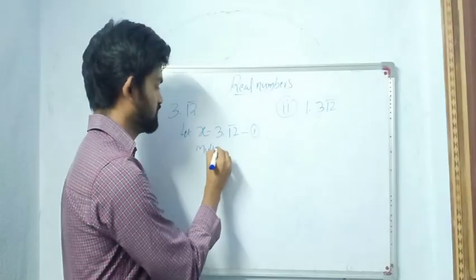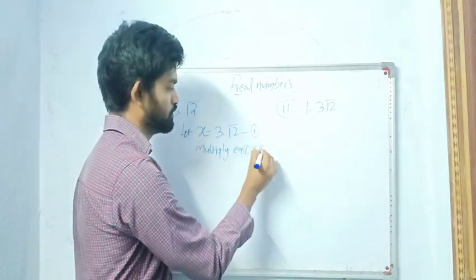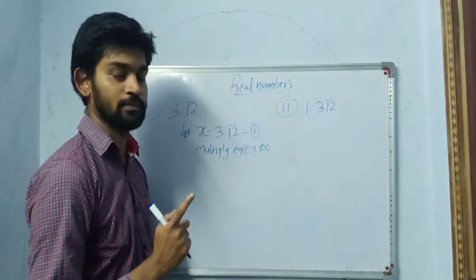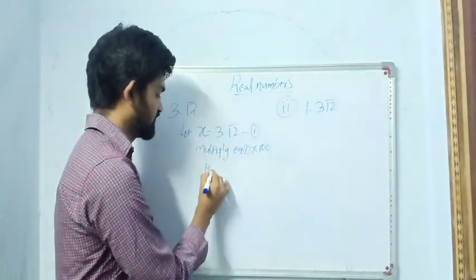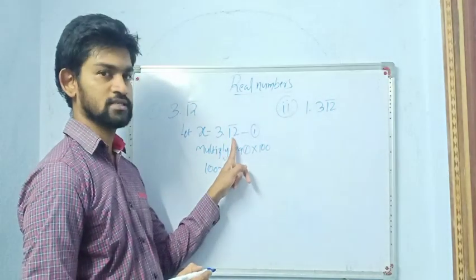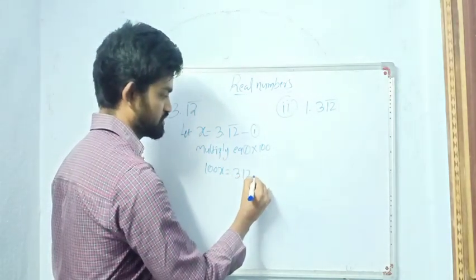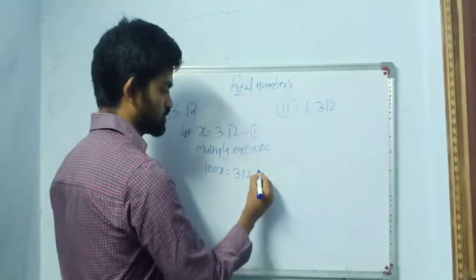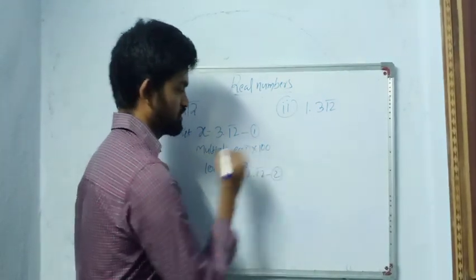I am writing here. Multiply equation 1 by 100. Whenever you are multiplying, you have to multiply the equation on both sides. So 100x equals, if you multiply this, these two numbers will come to this side. So that is 312 point, and it is a repeating decimal, so 12 bar will be there. So this is equation 2.